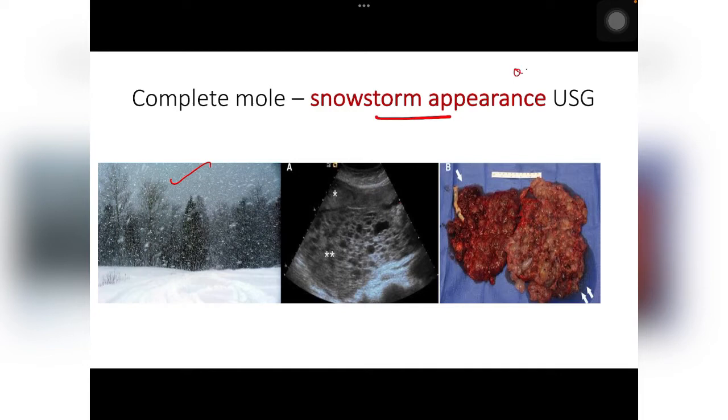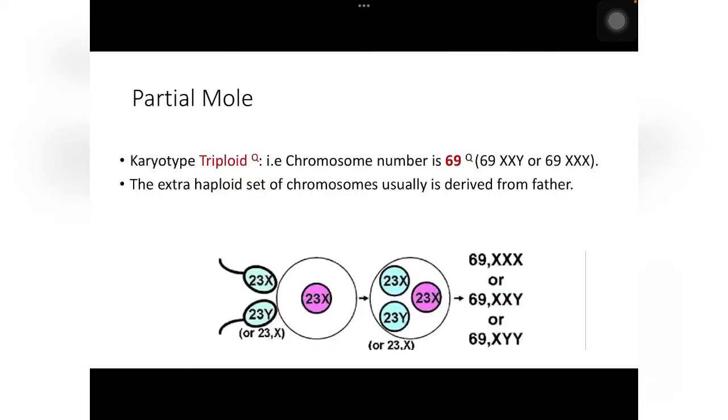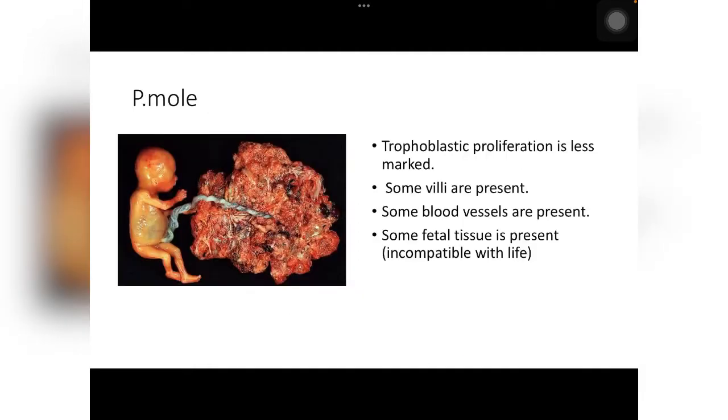This is an important question again. Coming to partial mole, we already saw the partial mole is going to be triploid. It is important to know this. The chromosome number is 69. The extra set of chromosomes is usually derived from the father. Here the ovum also contains chromosome material and two sperms are going to simultaneously fertilize. So the ultimate chromosome number is going to be 69XXX, or it can be 69XXY or 69XYY. So this is the gross pathology.